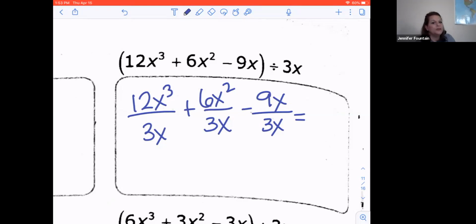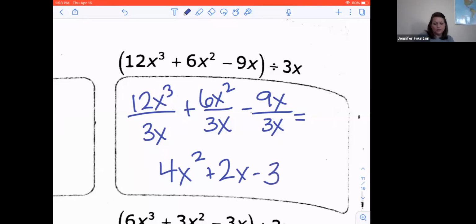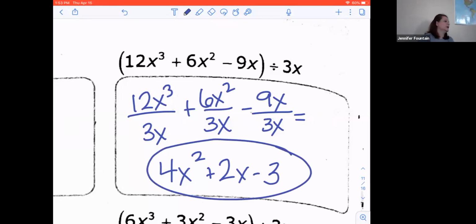So I start with 12x cubed divided by 3x. We know 12 divided by 3 is 4. X cubed divided by x is going to be x to the second power. Plus 6x squared over 3x. 6 divided by 3 is 2. X squared divided by x is x. Minus 9 divided by 3 is 3. X divided by x is 1. So my answer is 4x squared plus 2x minus 3. Any questions on that?